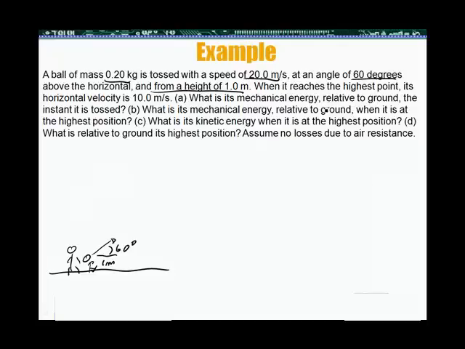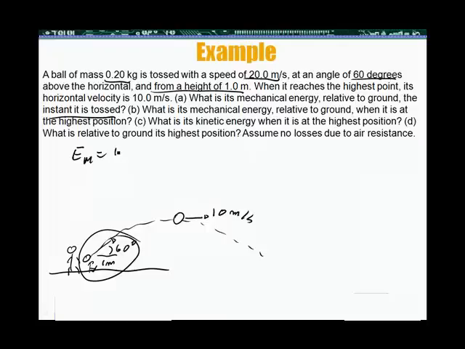Now, they tell us when it reaches the highest point, the ball is going to follow this path. At the highest point, its horizontal velocity is 10 meters per second. That's what they tell us. And then they are asking us what is the mechanical energy of the ball relative to the ground the instant it is tossed. Now, the purpose of this question is to stress the point that the direction of the velocity here is not important.